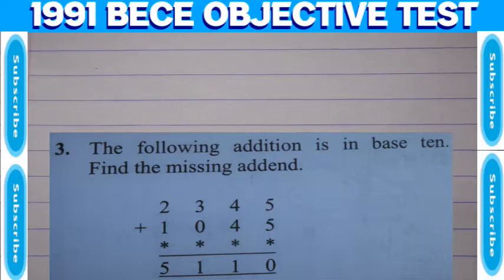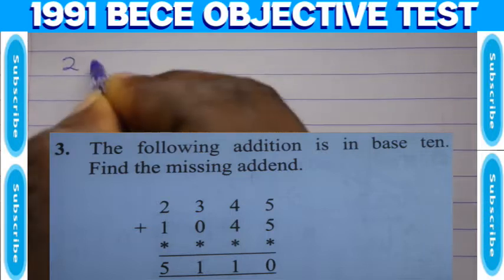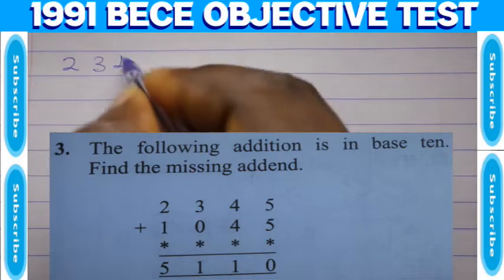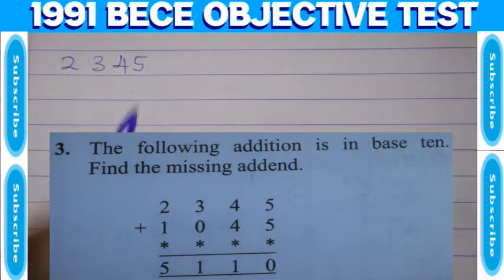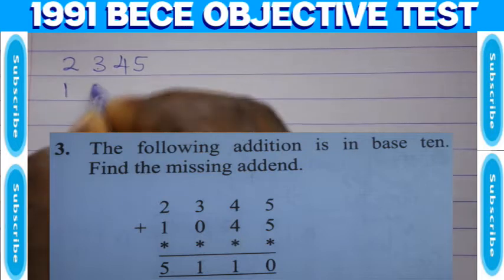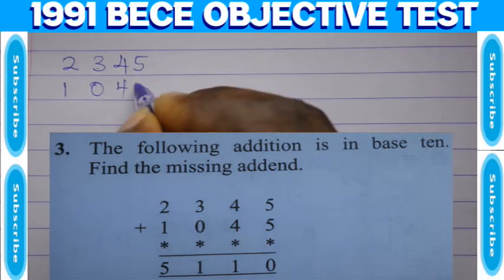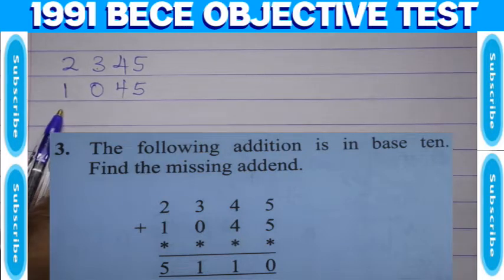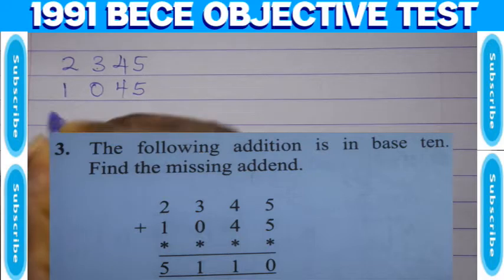So let's write the question down. We have 2, 3, 4, 5. This is 2,345. And then we have 1, 0, 4. This is 1,045. And then we have these.